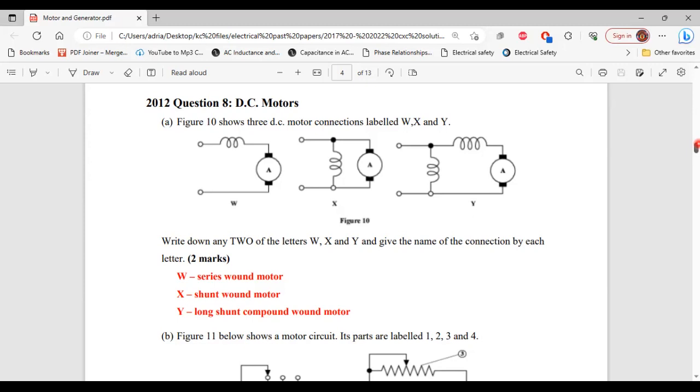So for W, that's the series wound motor. For X, that's the shunt wound motor. And for Y, that's the long shunt compound wound motor. All right, so that's it for part A.